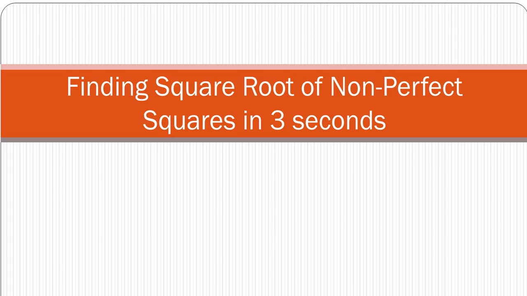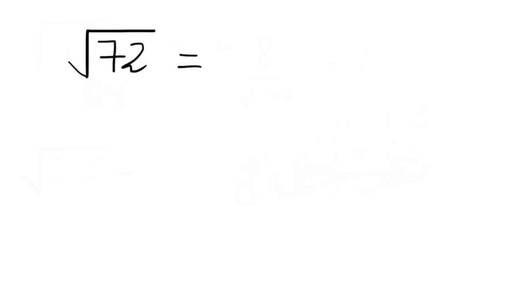In my previous video I discussed a method to find the square root of perfect squares, the link of which you can find in the description box. In this video I'll be discussing a method to find the square root of non-perfect squares in mere seconds. So let's begin. This is a proper method for finding the square root of imperfect squares. The answer that you get is fairly accurate but not 100% accurate.